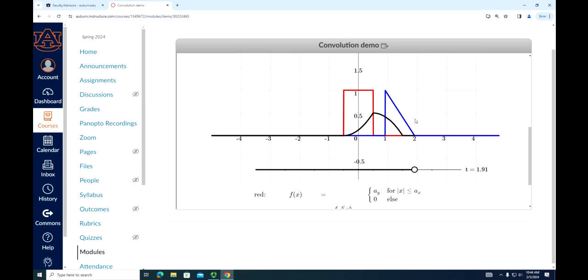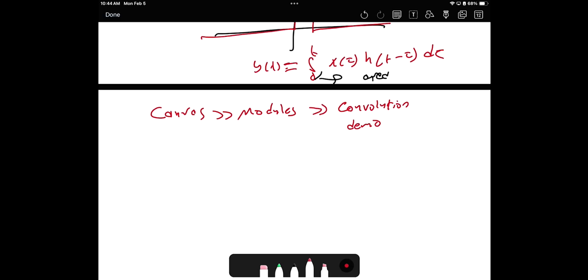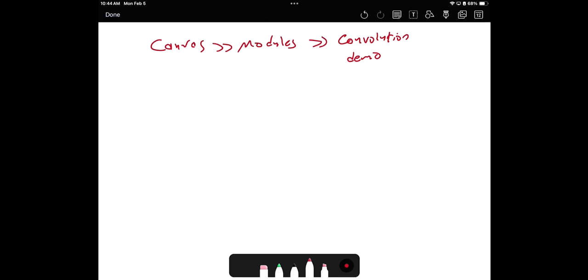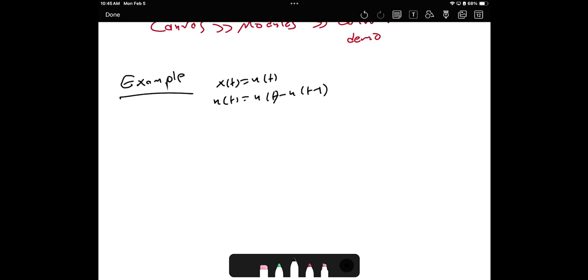Let's go back to the notes and try to apply this in equations, not with this software. Let's try to do it by ourselves. As an example of convolution, x of t and h of t are given, so you don't need to worry about this. They can be given as functions or as plots. For example, I'm going to assume x of t equals u of t, and h of t equals u of t minus u of t minus 1. This is equivalent when we do the plots.